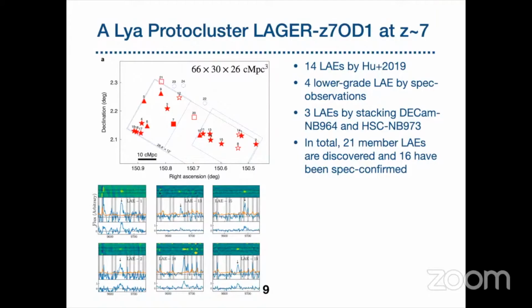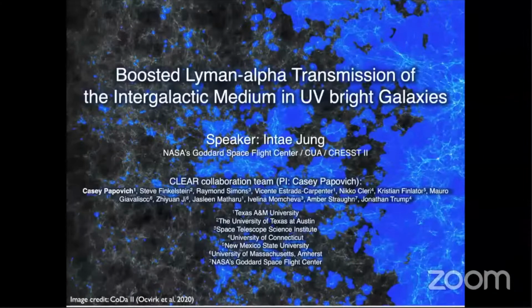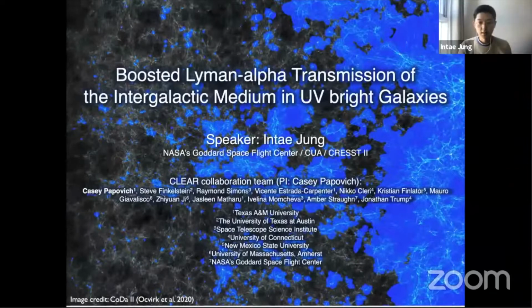Let's move on to the final talk of this session. Thank you. So, Intae Jung will be talking about boosted Lyman-alpha transmission of the IGM in UV bright galaxies. Please go ahead and share the screen. All right. Hello, do you see my screen? Yeah, please go ahead.